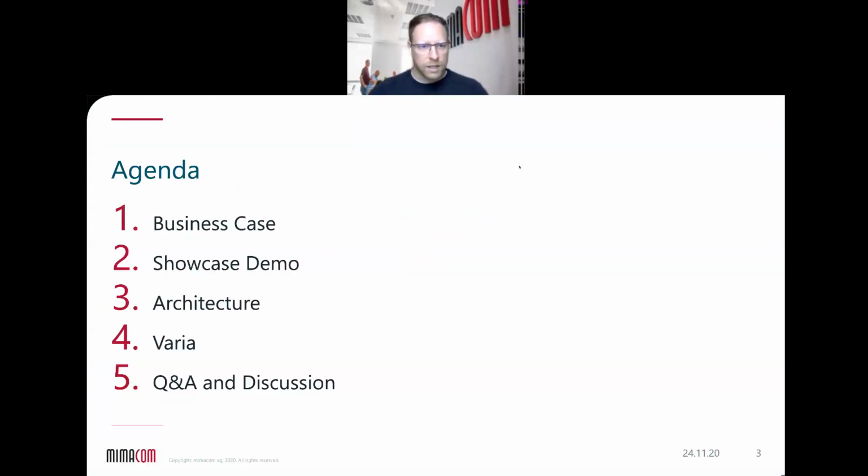The agenda for today is, first, I'm going to introduce a little bit the business case, and explain what we are going to show you later on in the demo. Then my colleague Pavel is going to show you the application and explain a little bit the architecture behind this application. And after that, we will have some more information regarding Confluent and Mimacom.